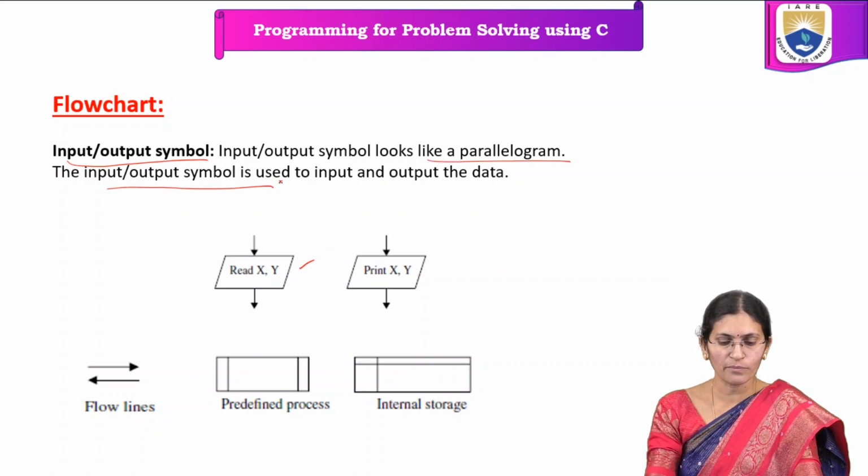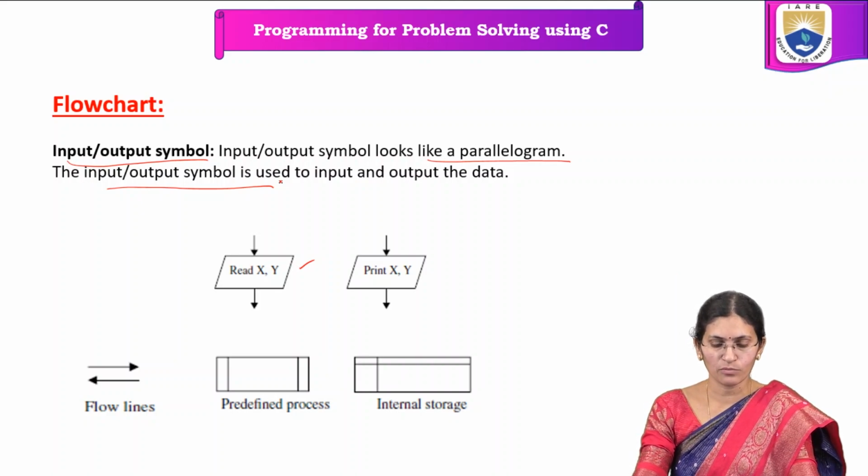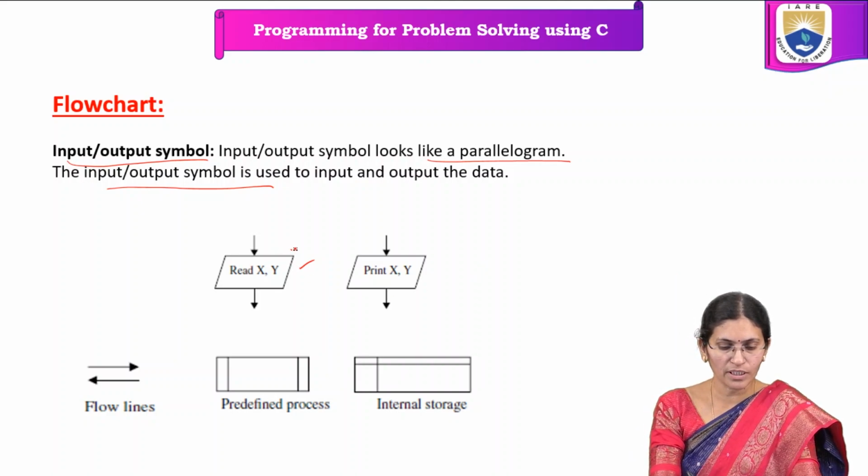So input output symbol is used to input and output the data. So in order to read the values, we have this symbol. In order to display the values or produce the output on the screen, we have this symbol. So read x comma y. So it will read the values of x and y.